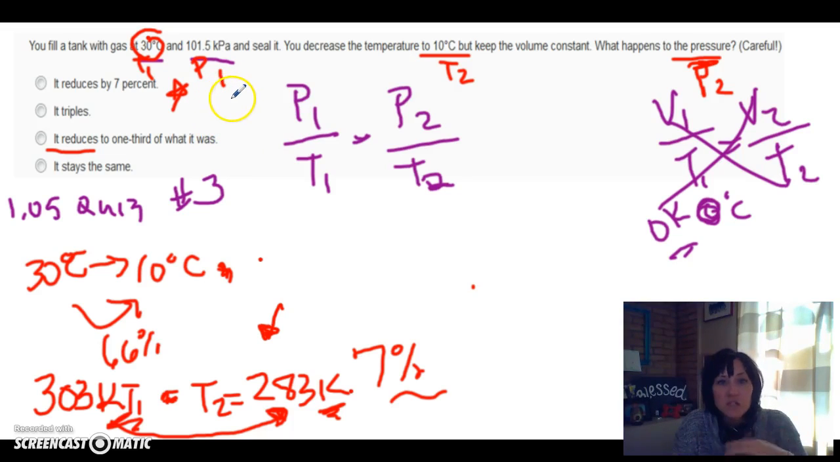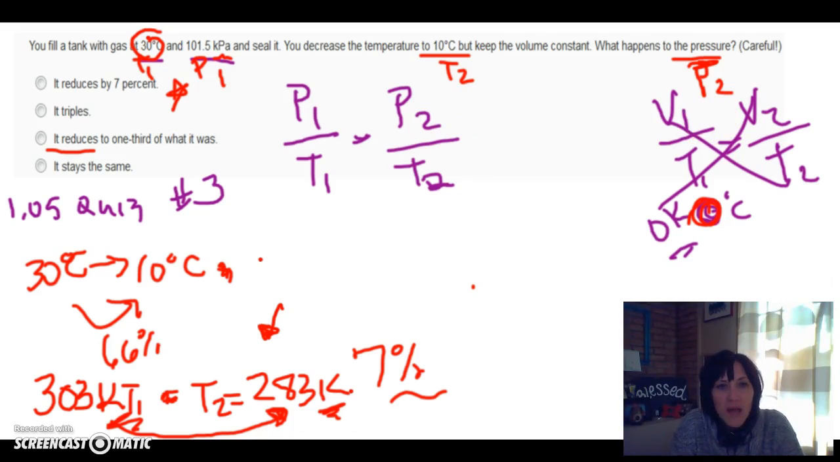The other ones, as long as you're in the same units, you're fine. This is kilopascals, we could have been in atm, that would be fine. Volume, as long as you're both in milliliters or both in liters, that's fine. Temperature is not. Remember, we can't have a 0 on the denominator, so we have to be in Kelvin.